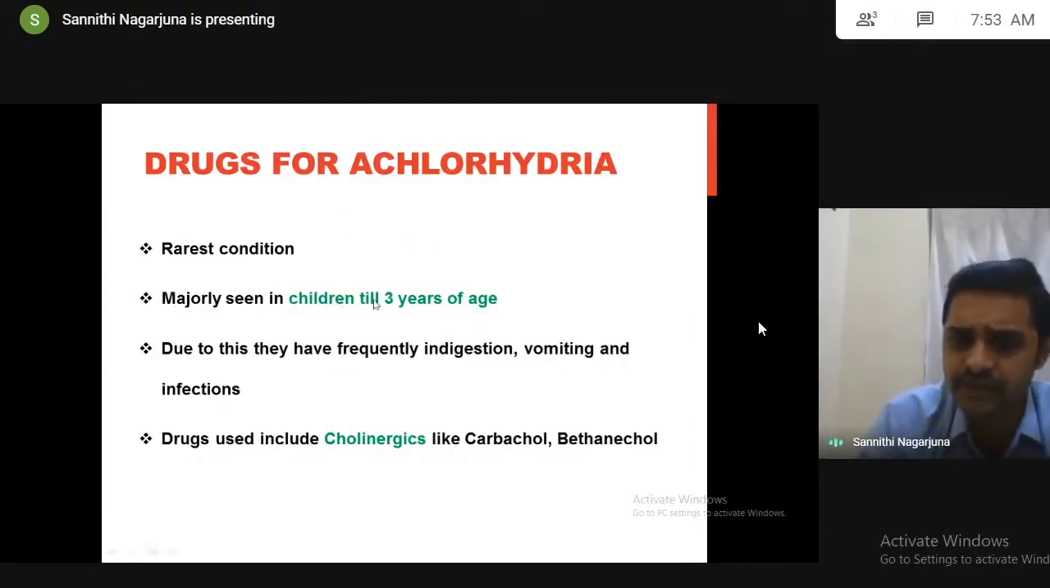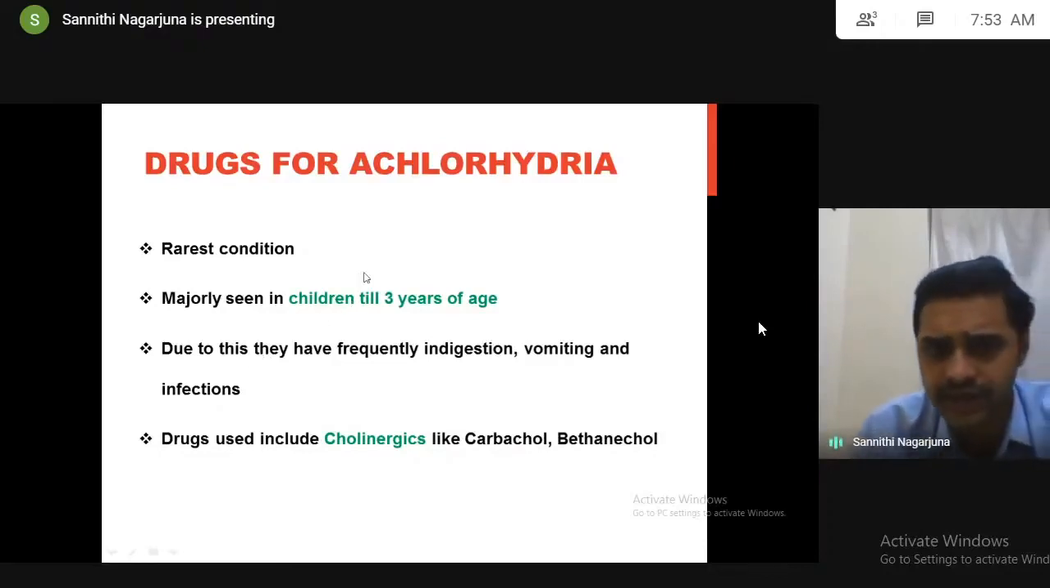And the major drugs used for this achlorhydria, generally this is a physiological variable for children. We are not going to use any drugs. So up to 3 years we have to wait. After 3 years acid secretion will automatically increase, and the person will have normal digestion.